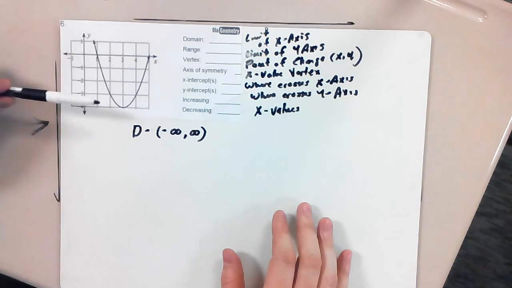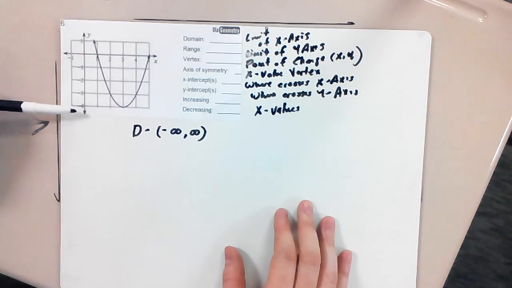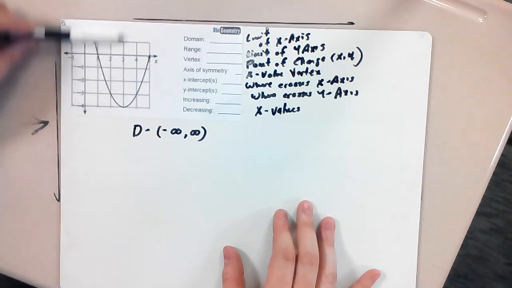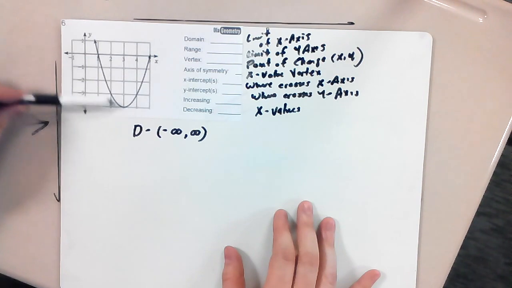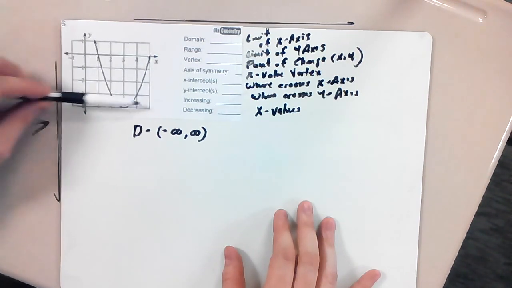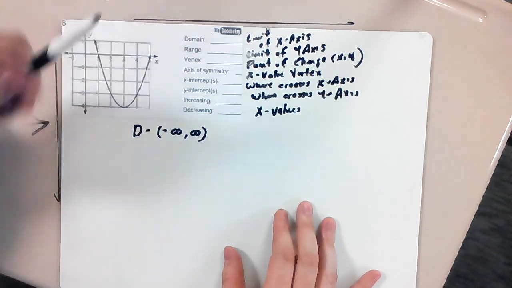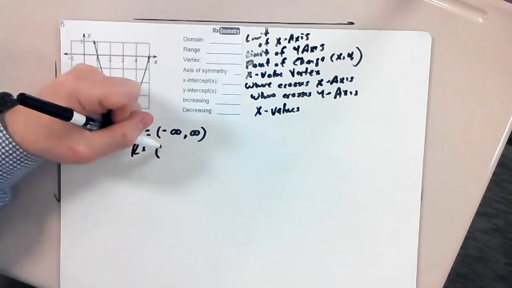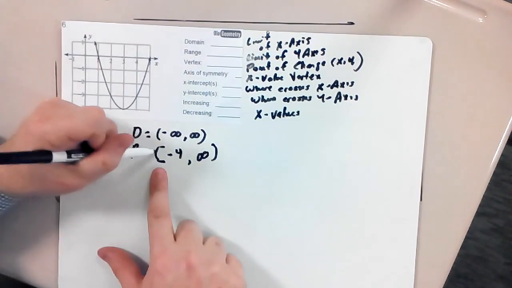The range is the y values. Notice here, this guy dips but goes back up. So he doesn't go down forever. He starts to go back up at -4. So from -4 all the way to infinity, that's our range. From -4, which is the bottom point of this graph, called the minimum, to positive infinity. So -4 to positive infinity. That is the range. We do this from least to greatest.